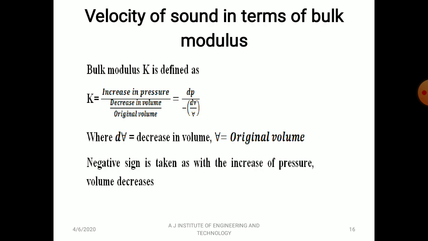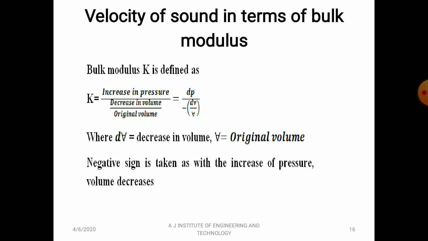Now we have to derive velocity of sound in terms of bulk modulus, that is k. Hope you remember the definition of bulk modulus from properties of fluid from the first module. So bulk modulus k is defined as increase in pressure divided by volumetric strain. Volumetric strain is given by change in volume divided by original volume. So here, decrease in volume divided by original volume, so k equal to dp divided by minus dv divided by v, where dv is the decrease in volume. I'll explain about this later. V equals original volume.